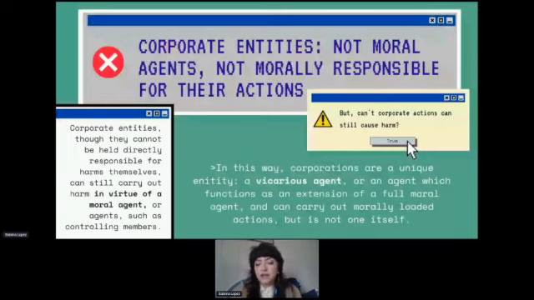This is obviously not an intuitive conclusion, as it goes against our impulse to seek responsibility from them for events such as Cambridge Analytica. We know that harms have been done, so surely we feel that there must be a responsible party. Well, corporate entities, though they cannot be held directly responsible for harms themselves, can still carry out harm in virtue of a moral agent, or agents, such as controlling members. In this way, corporations are a unique entity, a vicarious agent, or an agent which functions as an extension of a full moral agent, and can carry out morally loaded actions, though it is not a moral agent itself.